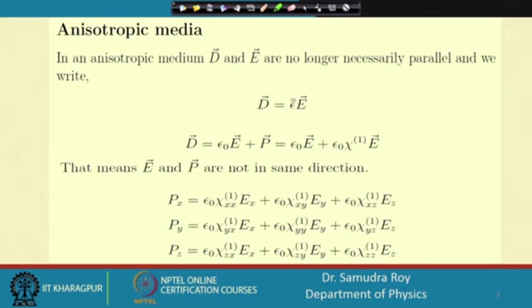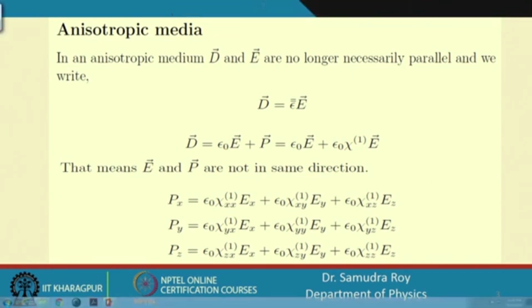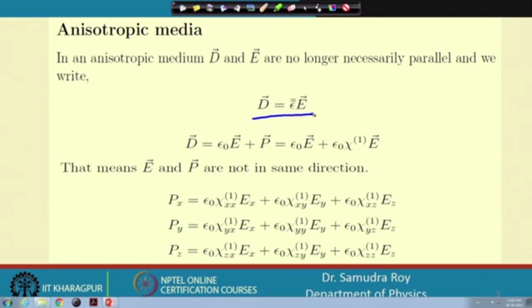This is the previous slide. We have already introduced this slide in the last class, but let us do that once again. This is some sort of recap. The expression suggests that in anisotropic media D and E are not parallel. There is a main issue here. D and E are not parallel because of this susceptibility tensor quantity.